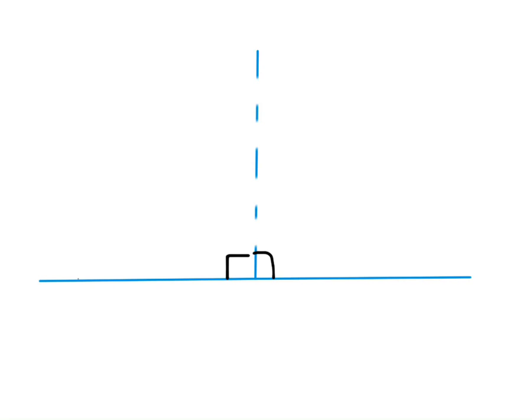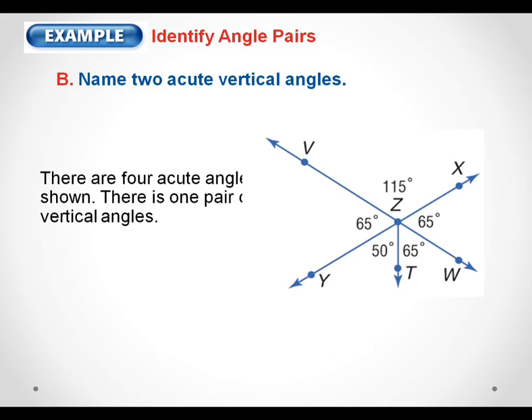Very good. Let's look at one more here before we take off for lunch. Name two acute vertical angles. I want vertical angles, opposite angles of two intersecting lines, that are acute. Acute means less than 90. What's a pair of those? I think there's just one here.